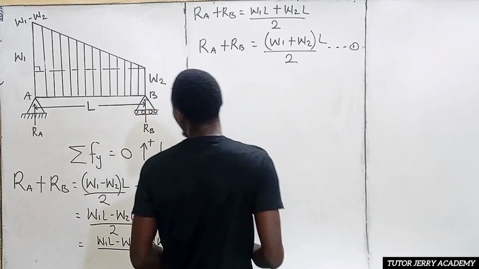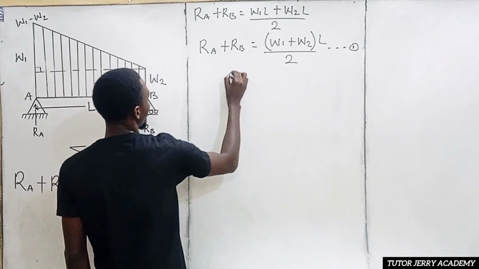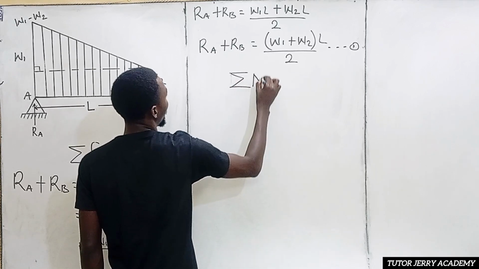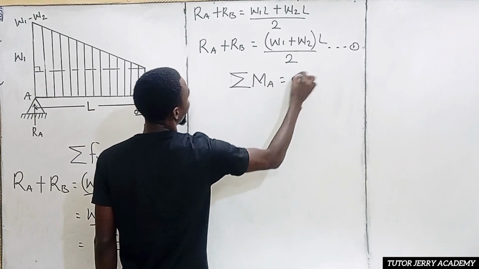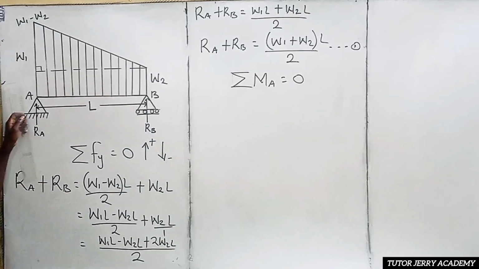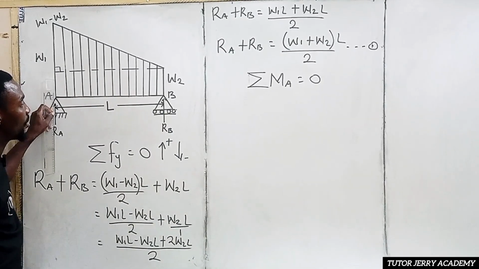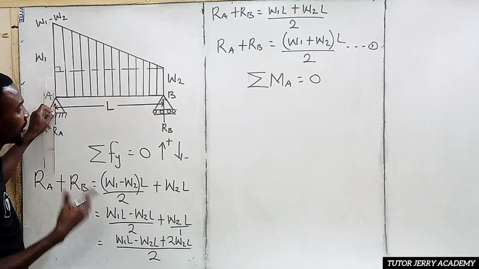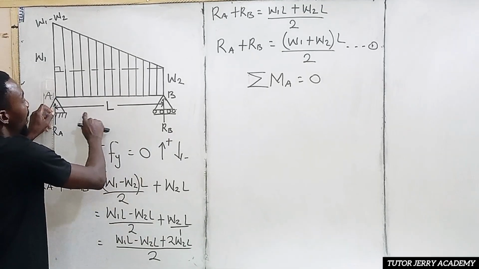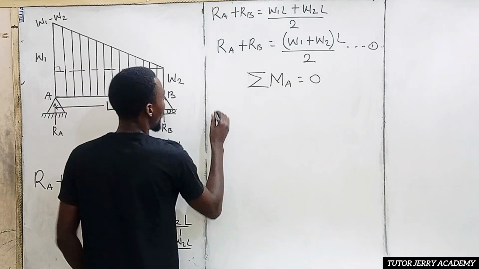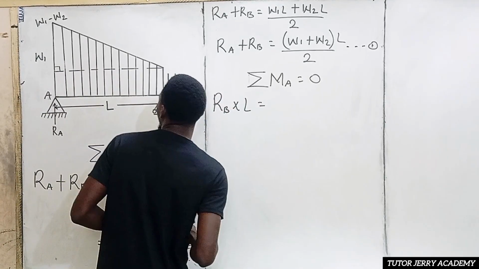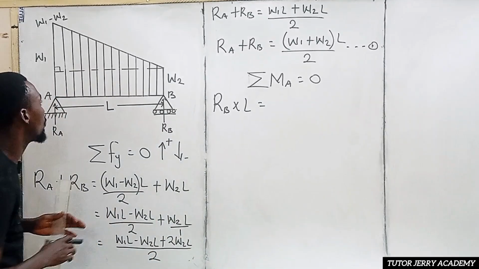All right. So now the next thing we are going to take is the summation of moments. So let's take the summation of moments about A to be equal to what? 0. All right. So we take the summation of moment about A to be equal to 0. We are still taking our upward force to be positive and our downward force to be what? Negative. So we are going to be saying RB multiplied by what? L. So we are going to have R subscript B multiplied by L to be equal to what? It's going to be equal to, all right.